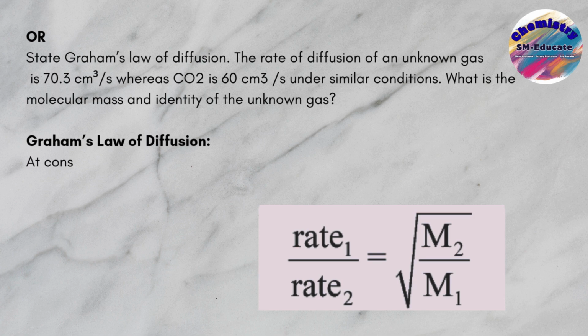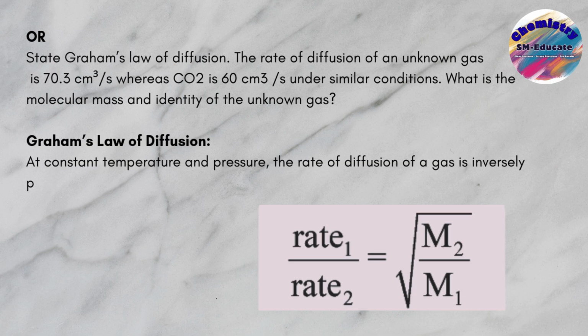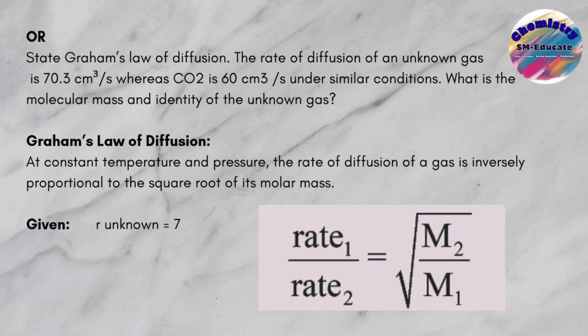Graham's law of diffusion: at constant temperature and pressure, the rate of diffusion of a gas is inversely proportional to the square root of its molar mass. Given rate of diffusion of unknown gas equals 70.3, rate of diffusion of CO2 gas equals 60. M of CO2 equals 44 grams per mole.